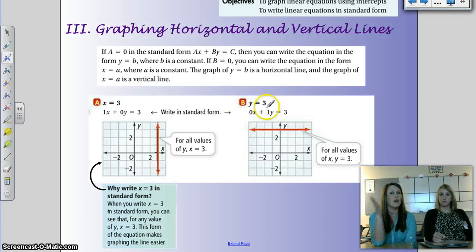We also have on the other side a horizontal line, right? Y equals 3, which is a horizontal line at 3. Right. So it's really, that's pretty much it.